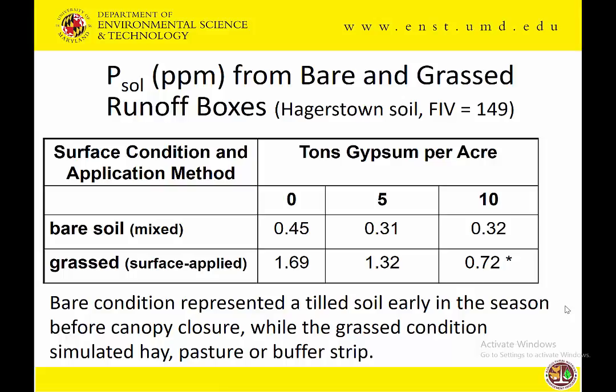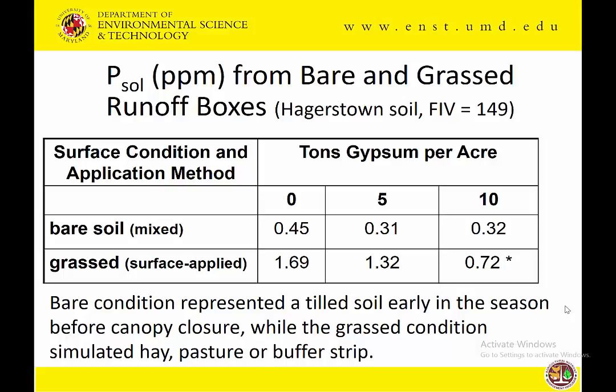Insignificant difference means that when you look at the numbers that went into making up each of those averages, there was so much variability in those numbers that these differences could easily have been seen by chance alone. In the grassed surface applied, there was a significant difference in the 10-ton application rate. There was no significant difference between the 0 and the 5 tons.